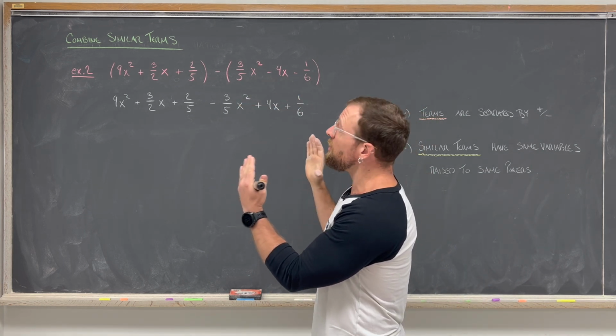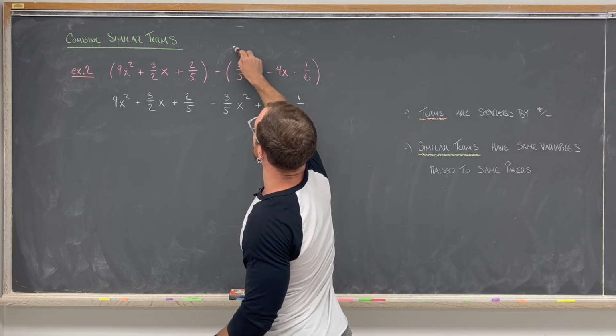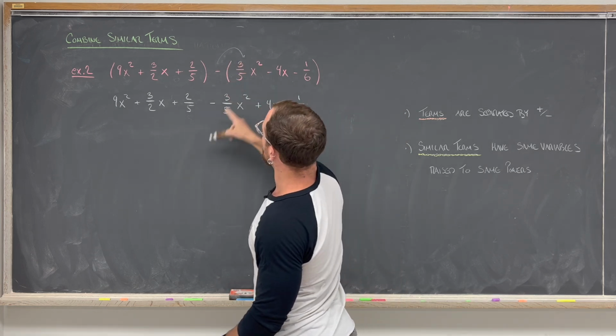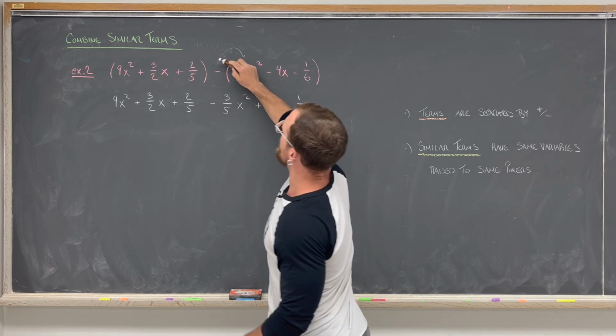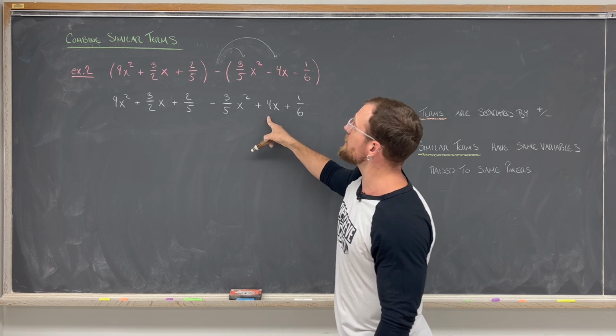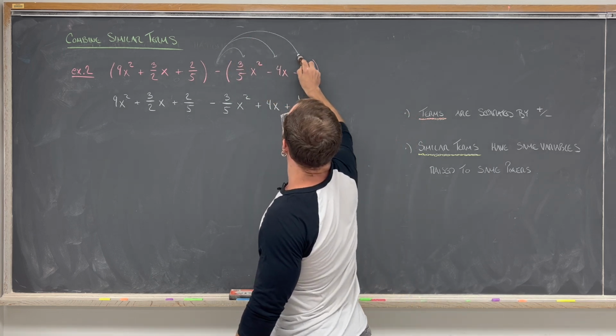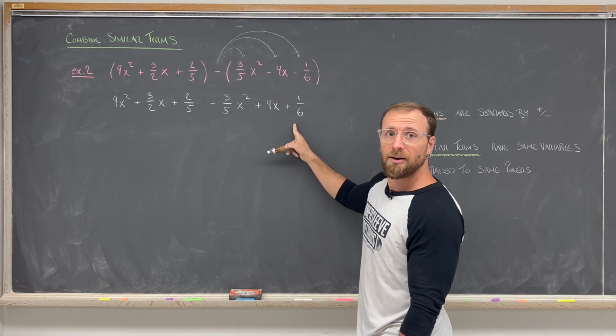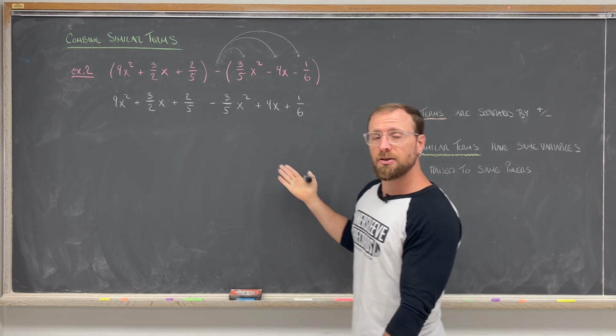and I want to subtract the whole thing, which means I need to subtract 3/5 x squared, okay, so minus 3/5 x squared. I need to subtract negative 4x, which means add 4x. And I need to subtract negative 1/6, which is to add 1/6. So this is what I'm asked to do.